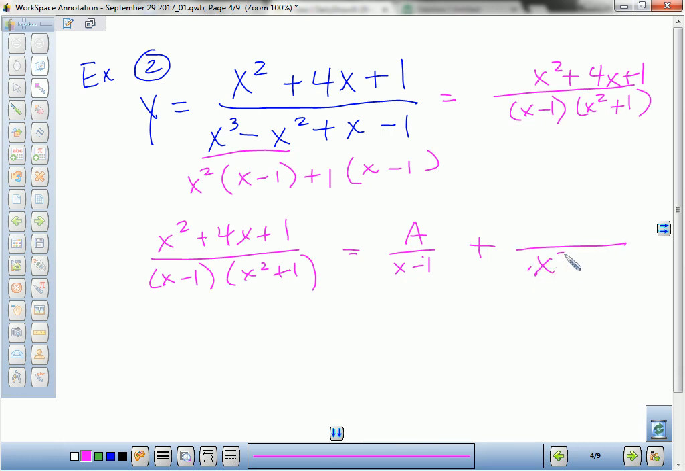Now the second factor is a quadratic. And because it's a quadratic, this should be bx. Sorry, hold up. That's a b. This should be linear: bx plus c. So we always go down a degree. We go down a degree, yes.